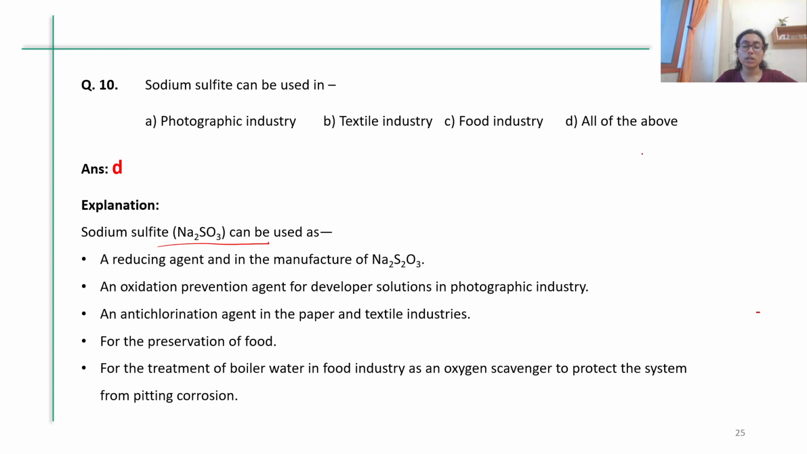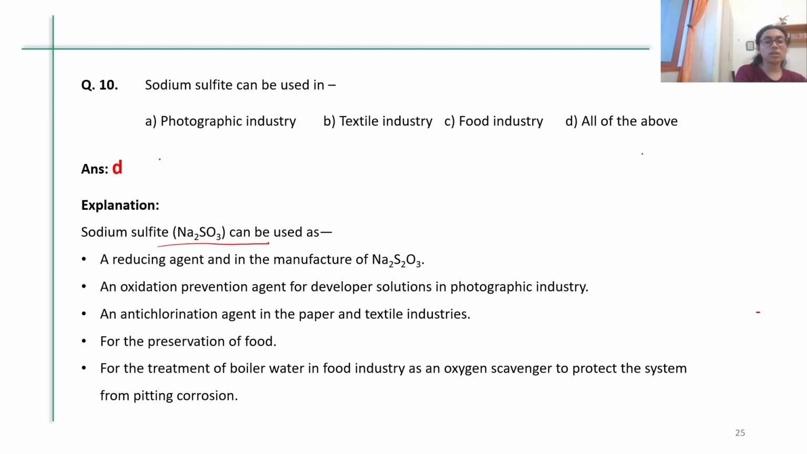Na2S2O3, sodium thiosulfate. It is an oxidation prevention agent also, because it will capture oxygen by its reducing property. So it is an oxidation prevention agent for developer solution in photographic industries. It is an anti-chlorination agent also, as it can capture chlorine. In paper and textile industries, it can preserve food from oxidation, and it can also be used for the treatment of boiler water in food industries, as it is an oxygen scavenger to protect the system from heating corrosion. Okay. So how is Na2S2O3 produced?